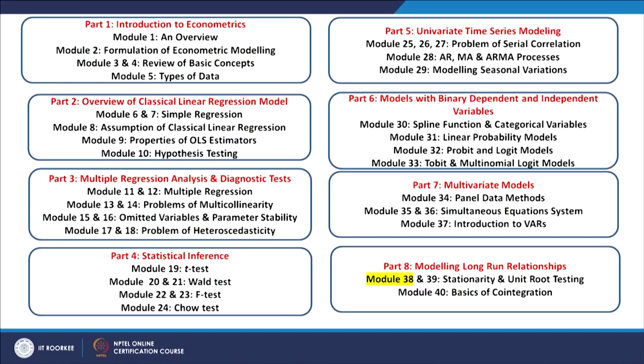This is module 38 of the course on econometric modeling. We are at the last leg of the course. So, this is the last part, modeling long run relationships, and in that the first two modules are on stationarity and unit root testing. The first of these two, module 38, is primarily on the concept of stationarity and how we can deal with or remove non-stationarity.